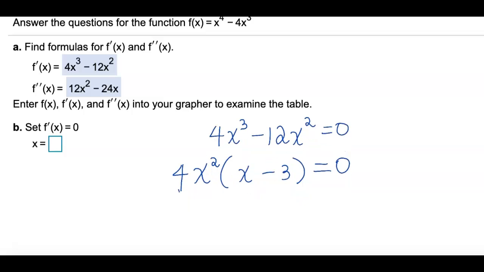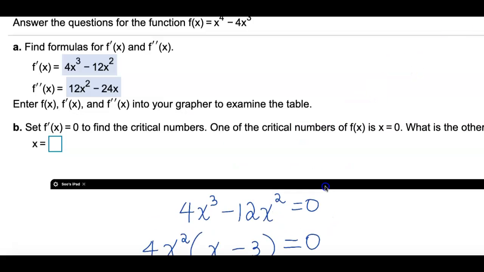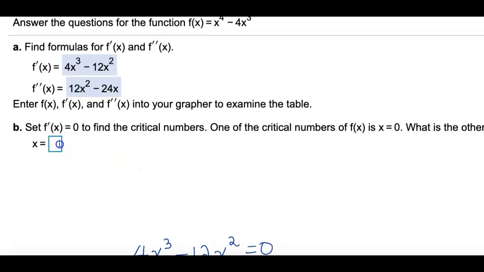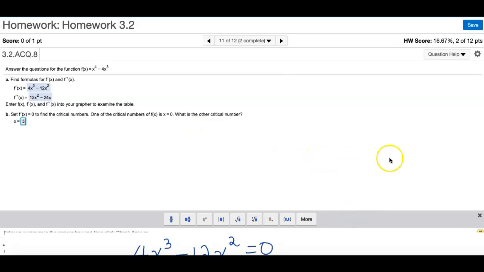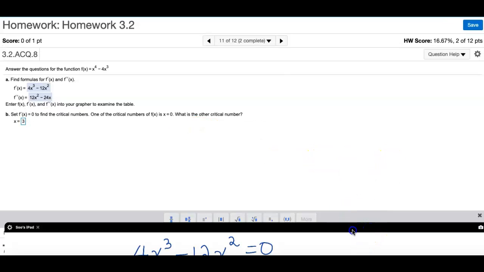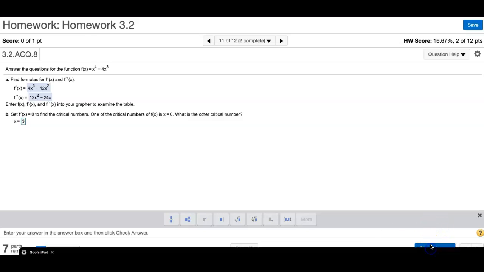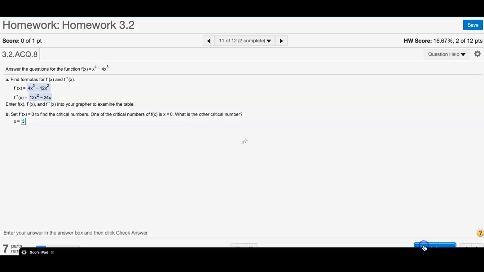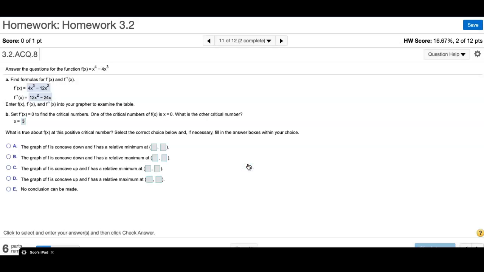Which means the first critical value is where x equals 0. The second critical value is where x equals positive 3. So I found the critical values. We set the first derivative equal to 0 and found, Luna, stop. The other critical value is at positive 3. So I'll go ahead and enter that. Check answer. Okay. All right.